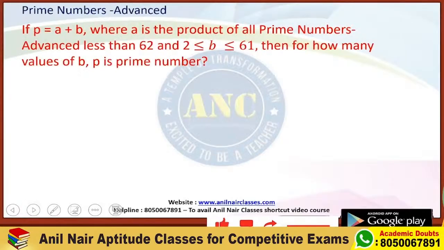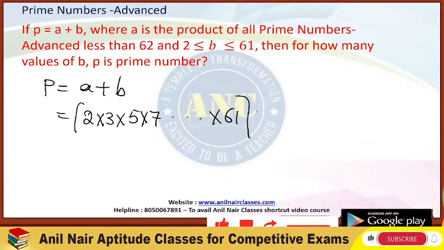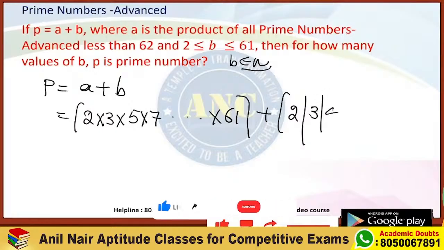Now see this CAT question. P is equivalent to A plus B. A is the product of all prime numbers less than 62, so it is 2, 3, 5, 7 and so on up to the last prime number, 61. B can take any natural number. B is a natural number here, right? So B can take 2, 3, 4 and so on up to 61.